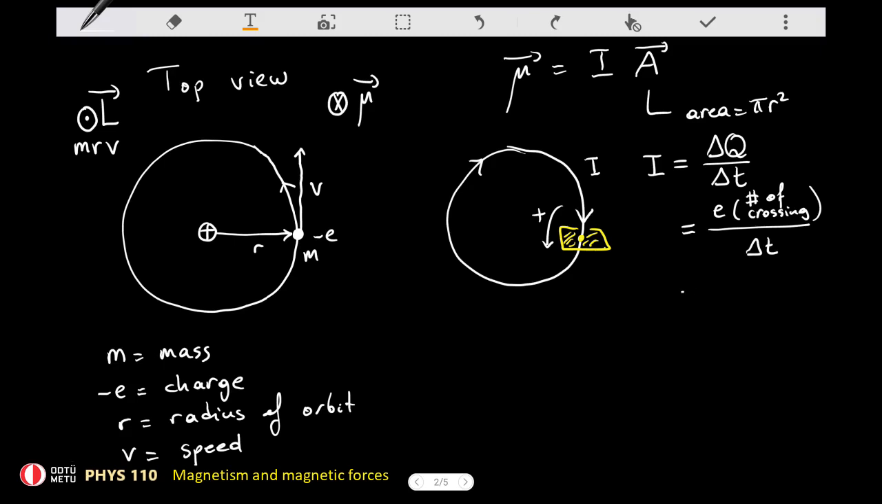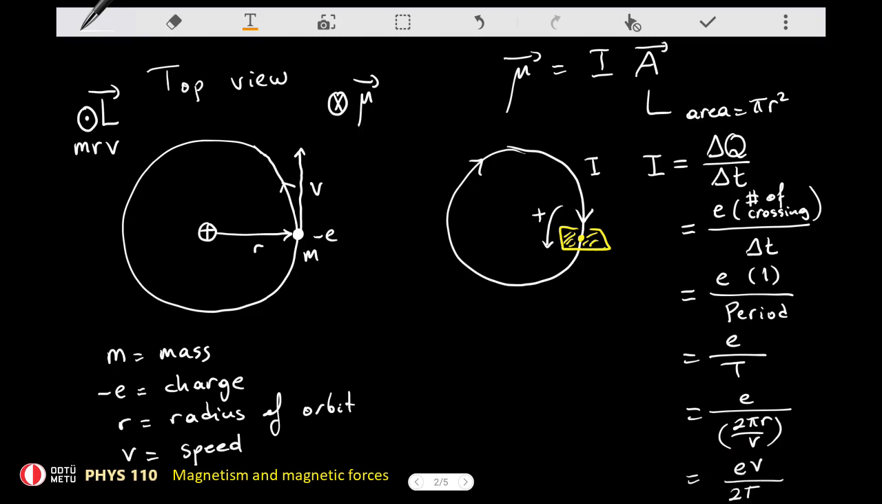But that's very simple if you just consider one period. So therefore, in that case, the number of crossing is 1. The period is a very short time interval. But of course, since the number of crossing is proportional to the time interval, I can just compute this ratio for one period, and in that case there will be one crossing. So therefore this is charge divided by the period. Let's quickly compute the period. This is circumference divided by the speed. So therefore this is 2 pi r divided by v.